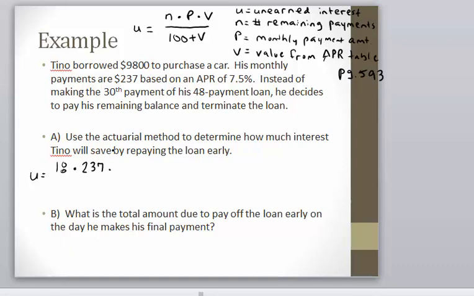And now we need our V. So we're going to turn in our book to page 593 and look at how we use that table. We need to look down the left-hand side to 18. If you notice in your table, the left-hand column says number of payments, and it has some values underneath. So we're going to be on the 18 row. And across the top, we're going to use our APR of 7.5%. So if we intersect the 18 row with the 7.5 column, you'll see that the V value is 6.04.